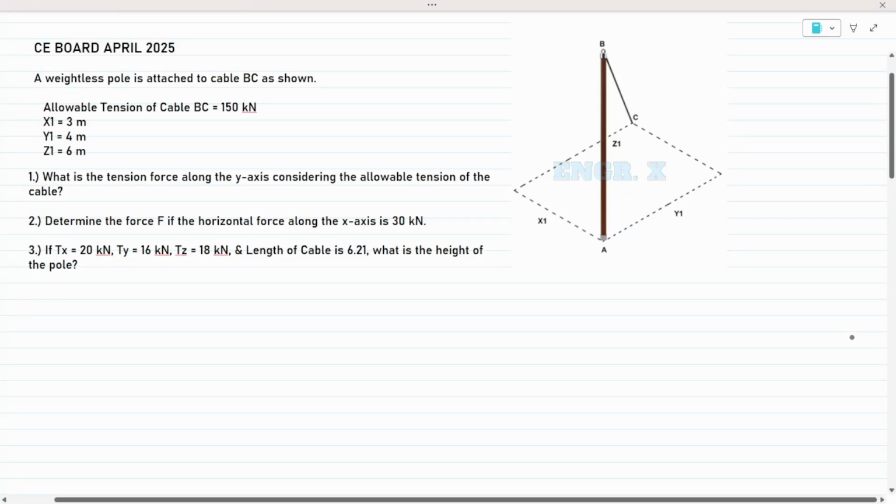Good day, future engineers. In this video tutorial, we will be solving another CE Board exam problem from April 2025. This time it is about 3D statics.